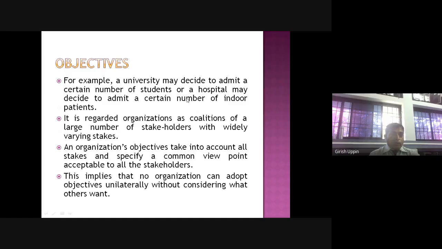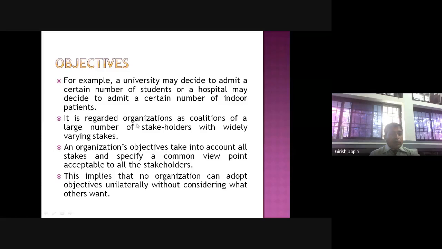For example, a university may decide to admit a certain number of students, or a hospital may decide to admit a certain number of indoor patients. So these are the objectives. The university wants to admit a certain number of students, so the objective is that: every year we will train 100 students in this particular area. That's the objective. You can measure it. 100 students taking the knowledge and graduating, that is a measurable thing. Similarly, a hospital will decide how many indoor patients they want to have.